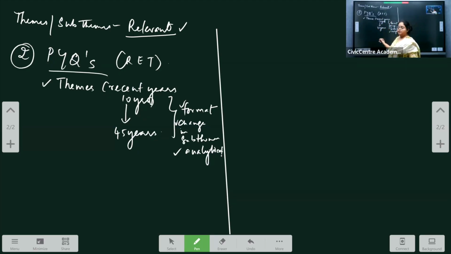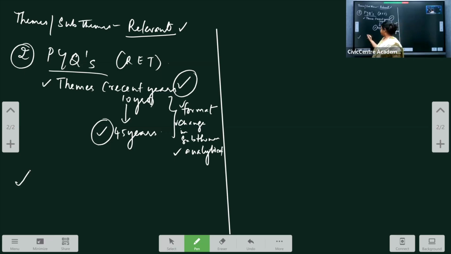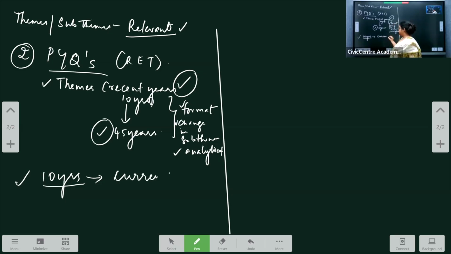Now, once you recognize the themes and you draw lines between the recent years, what kind of topics are being asked and what were asked before, you can come to various conclusions. Say, for example, you can see that maybe in the past 10 years, they were asking only questions that are there in current affairs in that particular year. Instead of asking anything from anywhere or just taking the static portion, they are trying to ask something that is there in the current affairs.